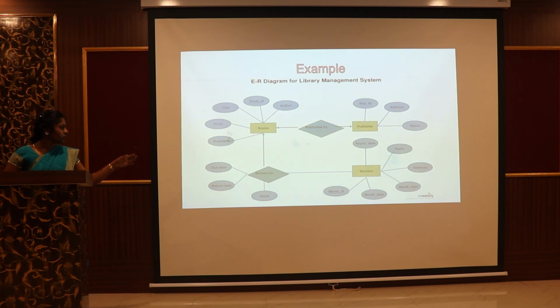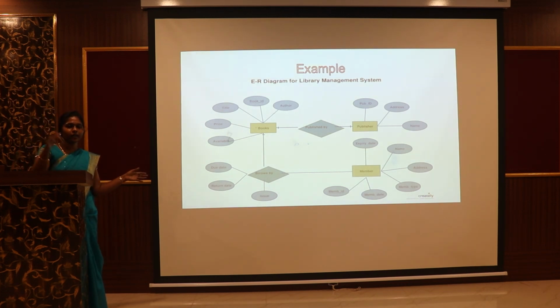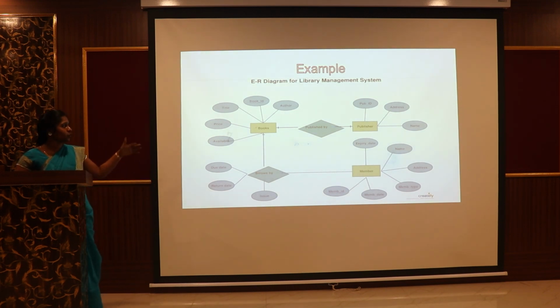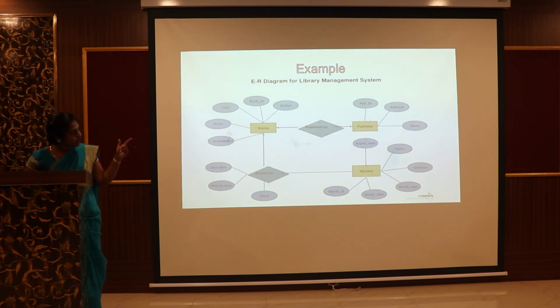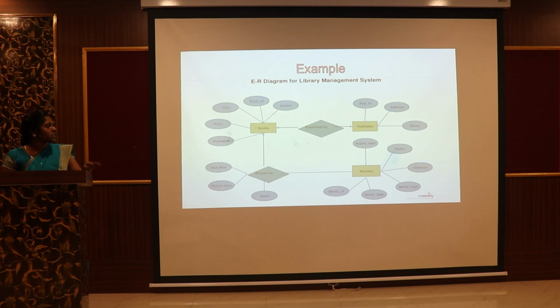And for borrowed by, issue date, return date, due date are the attributes of borrowed by. When we go to the library, we have to give the date and sign it, and every time they make an entry from us. So due date, issue date, and return date are the attributes of borrowed by. And book is an entity which has a lot of attributes. Book ID is a key attribute, along with available, price, title, author. Publisher also has publisher ID, address, name. So this is the diagrammatic representation of a library management system.